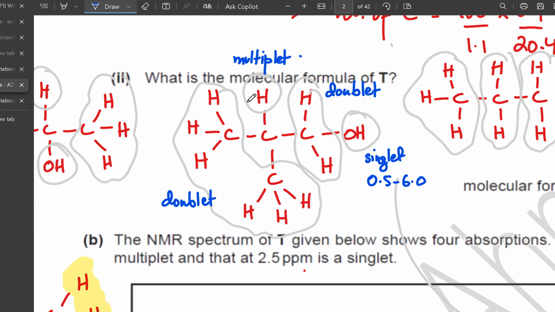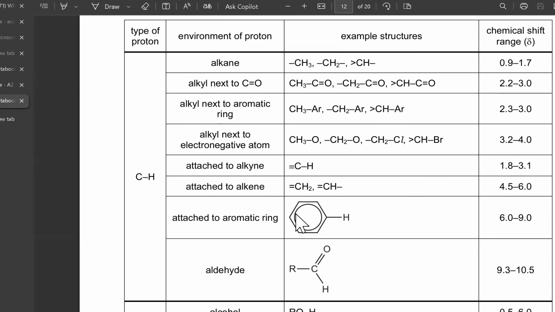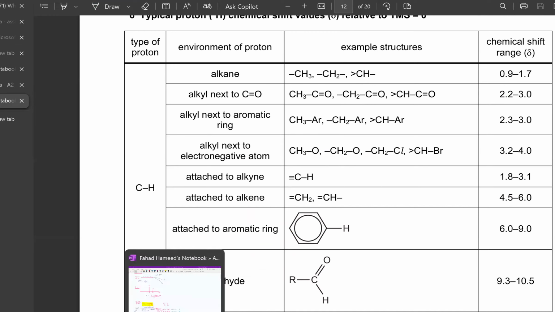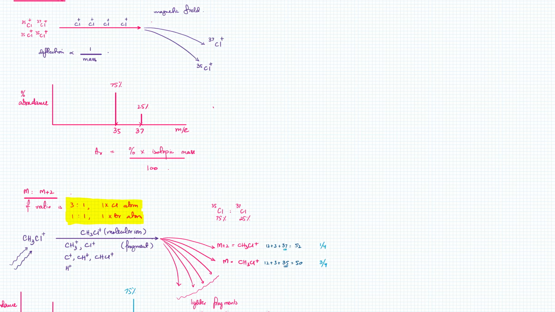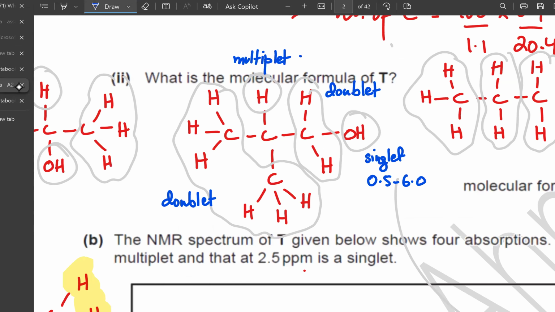Then there's a CH2 which is next to an alcohol, so I'm going to look for that. I'm looking for a CH2, it's this one. It's not exactly OH, but the closest I get is CH2 next to an O. So that resonates around 3.2 to 4. Is that clear? So CH2 next to O is 3.2 to 4. Right? So where does it go? This doublet is 3.2 to 4. Is that also clear? Doublet, right?